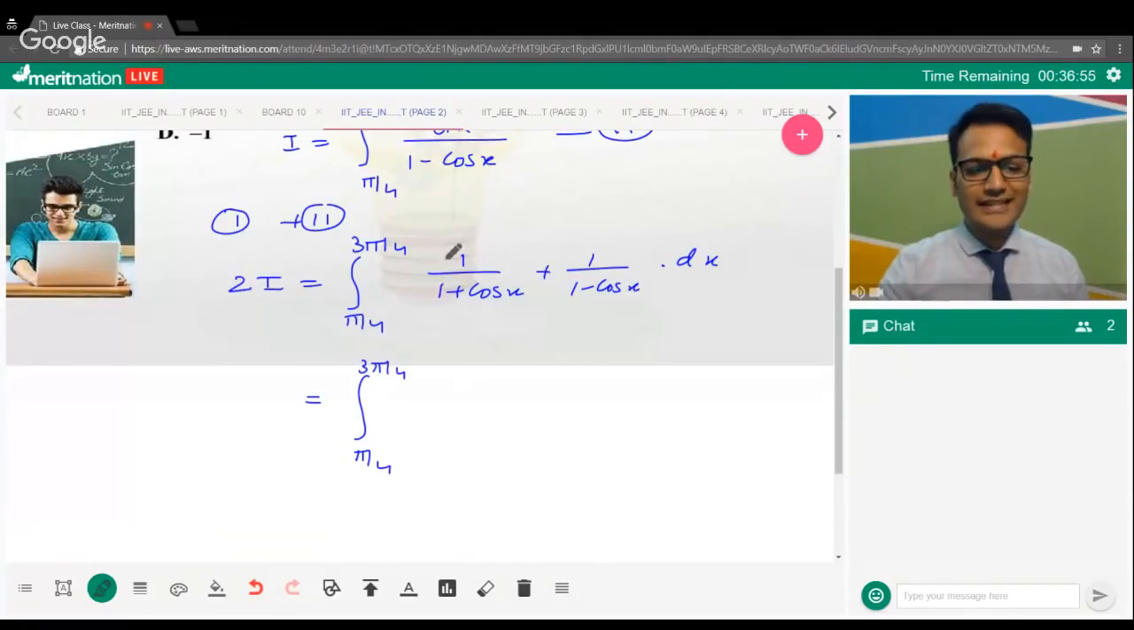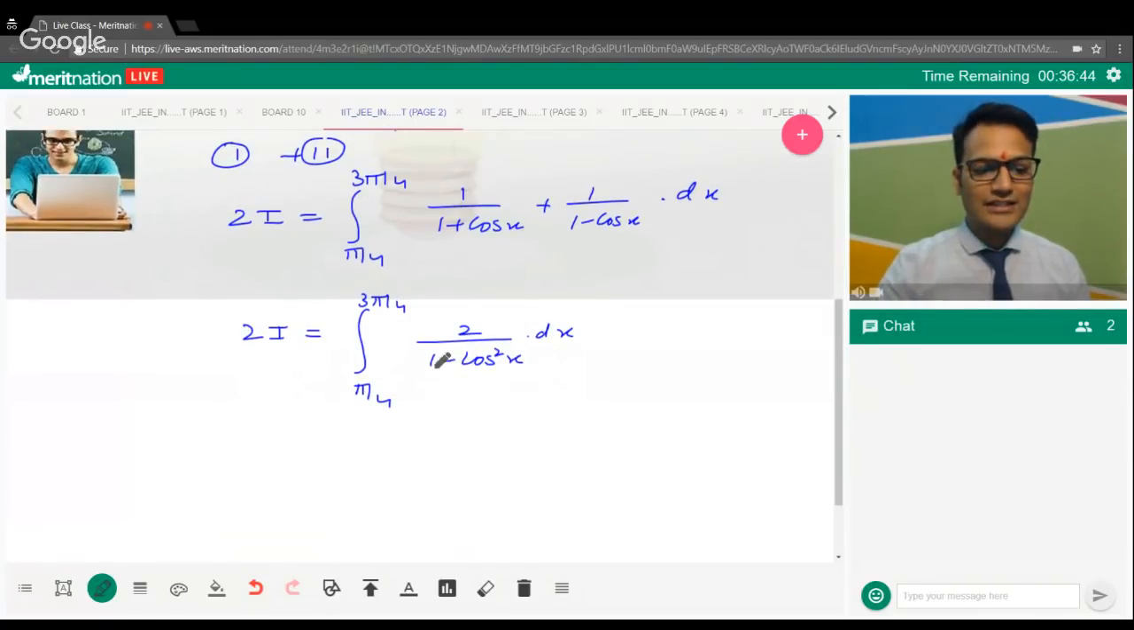As soon as we take the LCM, 1 minus cos x plus 1 plus cos x, this will be 2 upon 1 minus cos square x. Hopefully everyone is clear. Dot dx, right? Which is equal to 2I. Or we can write this 1 minus cos square x as sine square x.